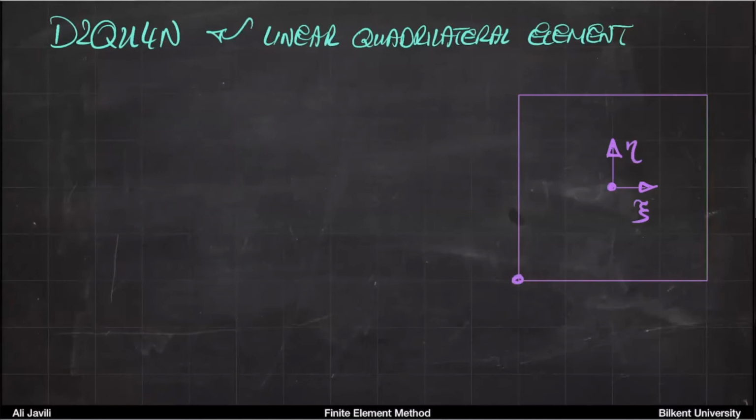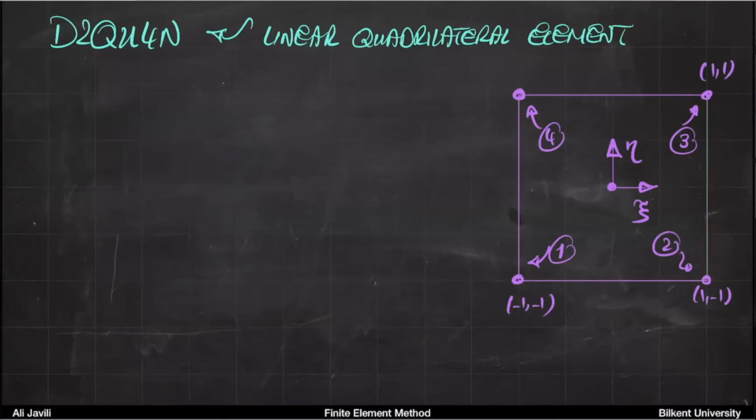And then these 4 corners or nodes 1, 2, 3, 4 are this. So this is node 1, node 2, node 3, and node 4. And then again, the coordinates of these nodes are (-1, -1), (1, -1), then (1, 1), and (-1, 1).